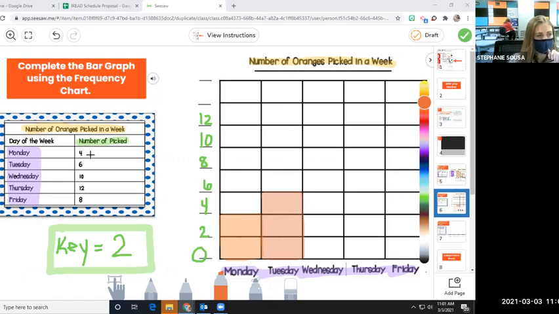All right, Wednesday. We've done Monday, we've done Tuesday. Let's look at Wednesday. Wednesday has 10 oranges picked, so we're going to count up by 2s up to 10. 2, 4, 6, 8, 10. And I'm going to level out that bar and then shade in the full thing here. It's very important on bar graphs that you shade in the bar so that we can see very clearly the data. If all I do is make a little stick, that gets a little bit confusing. Okay, so it is called a bar graph, so we want to make it look like bars.